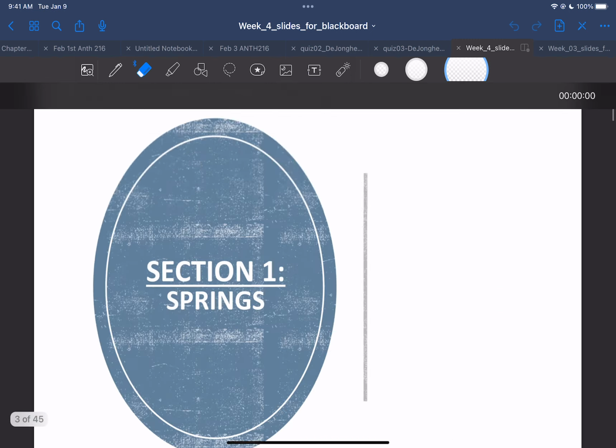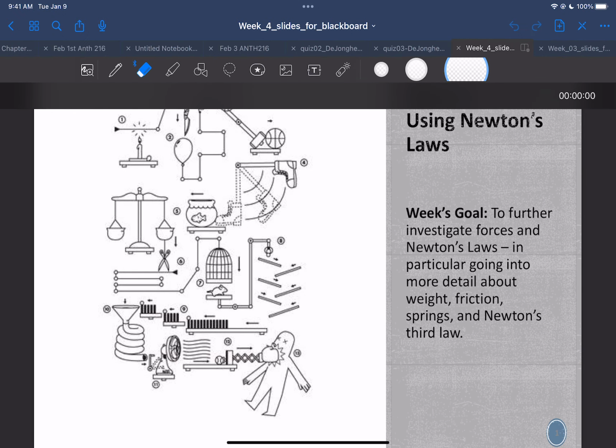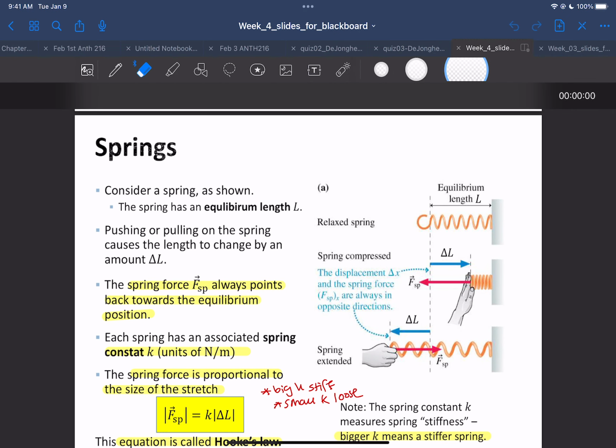So this week you covered using Newton's law, so we're going to go over some particular use cases for it. I'm going to go over things like the spring force, kinetic friction, rolling friction, and static friction as well. We'll reinforce some of those concepts, and then do some quick practice problems that can help prepare you for the quiz.